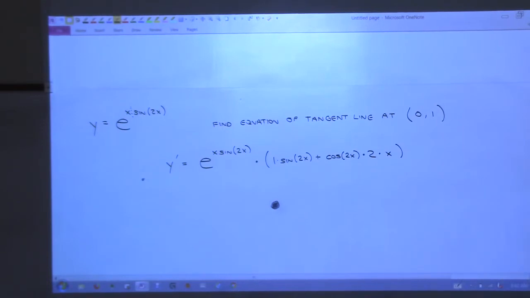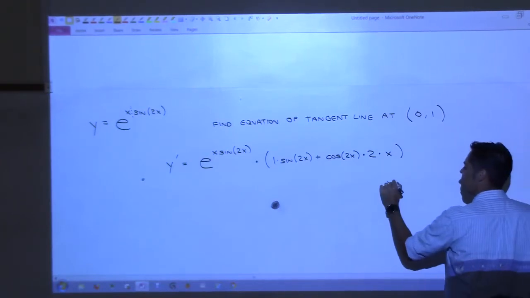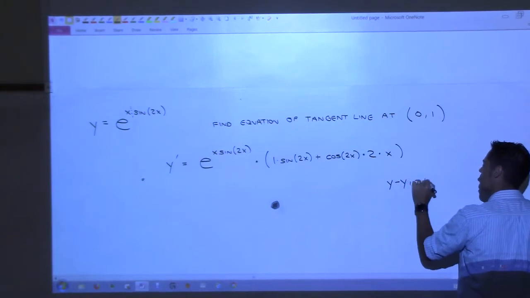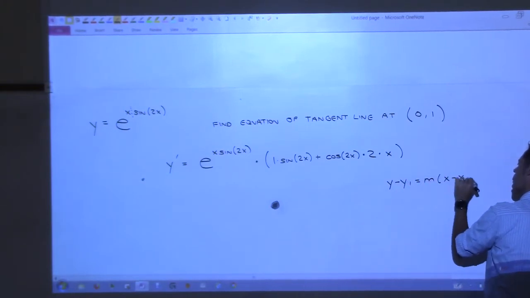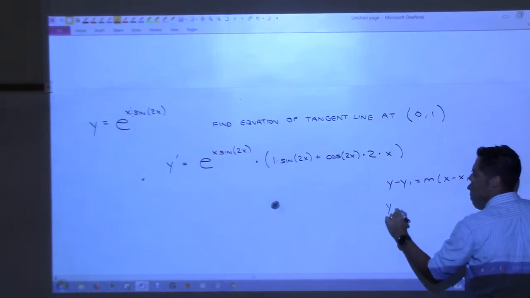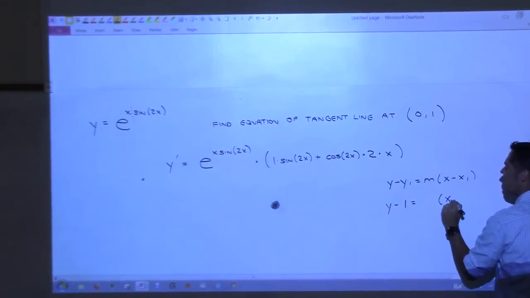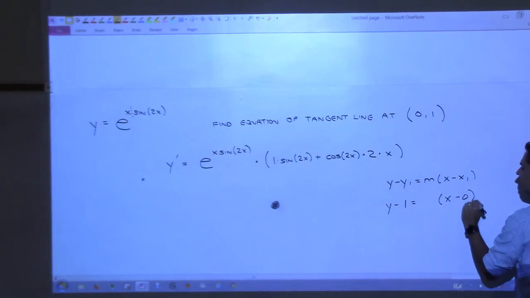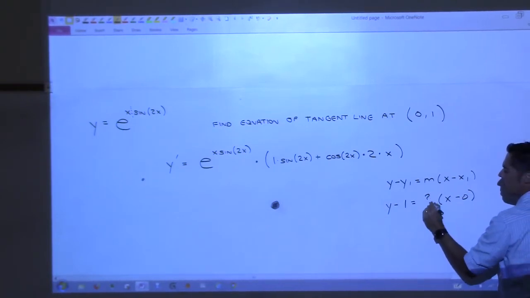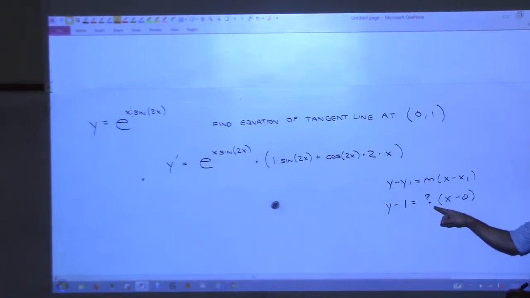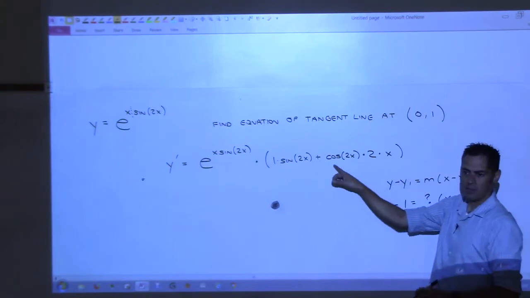That's my derivative. Okay? So what is the slope of the tangent line then? Remember, I'm going to be using this formula here to come up with the equation of the tangent line. I already know y1 is 1, and I already know that x1 is 0. All I need to know is what's this m, right? And the m comes from this.